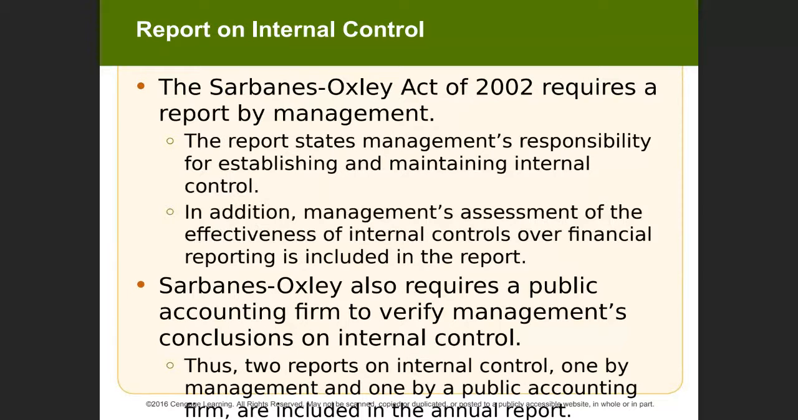The Sarbanes-Oxley Act of 2002, SOX, requires a report by management. This report states management's responsibility for establishing and maintaining internal control. In addition, management's assessment of the effectiveness of internal controls over financial reporting is included in the report. Sarbanes-Oxley also requires a public accounting firm to verify management's conclusions on internal control. Thus, two reports on internal control, one by management and one by a public accounting firm, are included in the annual report.